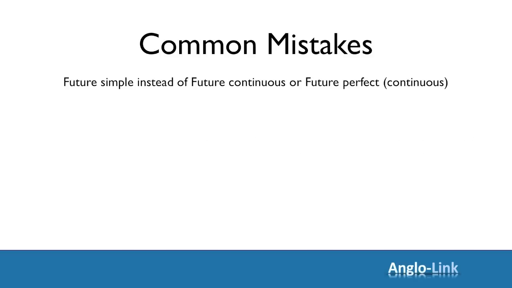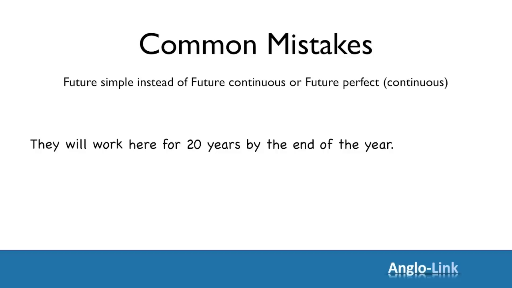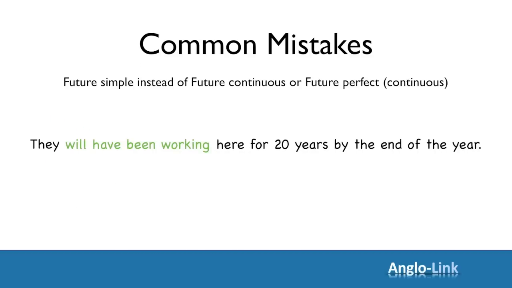Moving on to our next example. They will work here for 20 years by the end of the year. So this time we have an action in the future that will have started and will have continued for some time before the end of the year. So this time we need the future perfect continuous. They will have been working here for 20 years by the end of the year.